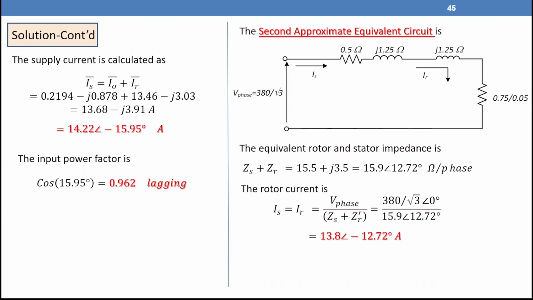If you notice here, when we solve the exact equivalent circuit, we calculate the total impedance, then find the stator current, then distribute the stator current to find the no-load current and rotor current. When we solve using the first approximate equivalent circuit, we find the rotor current first, then add it to the no-load current to find the stator current. For the second approximate equivalent circuit, we find the rotor current, which equals the stator current.